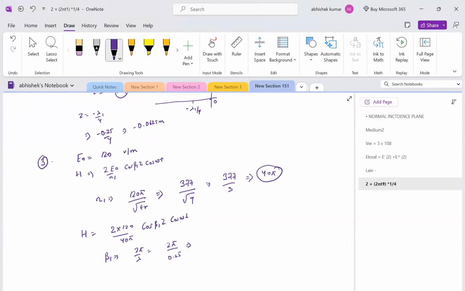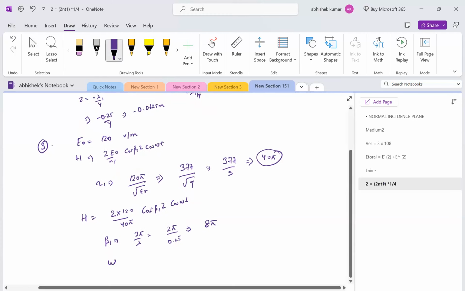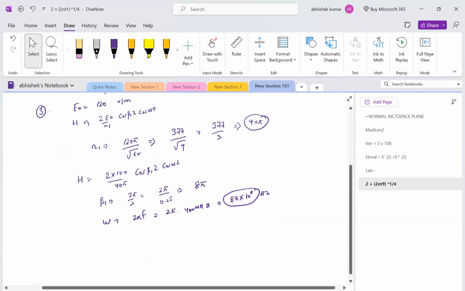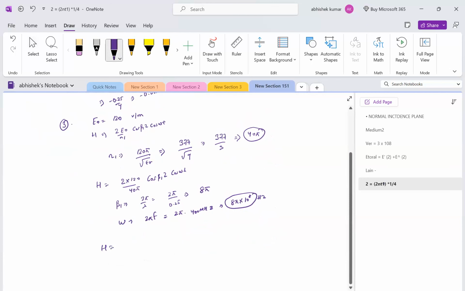Beta 1 is 2 pi by lambda. If I'm not wrong, yes, it is 8 pi. And omega is 2 pi f. That is 2 pi times f, with f equal to 400 megahertz. That is 8 pi into 10 raised to 8, right? Hertz. Right. Okay.